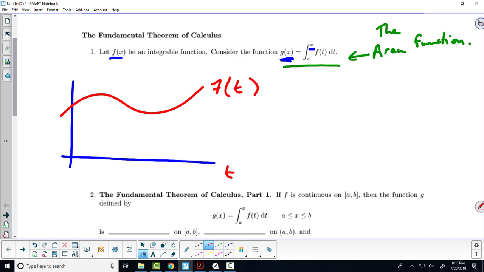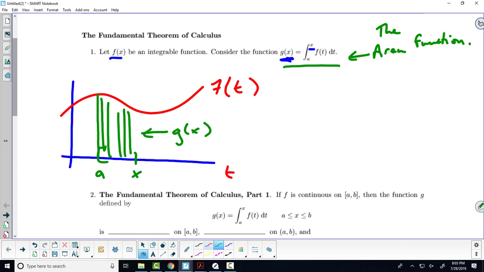So then what do we do? Well, we take our two limits of integration. Here's a for our lower limit. What is our upper limit of integration? It is the variable. So this has a variable upper limit of integration. So here would be x. And so then what would g of x be? G of x is this number. G of x is what you get when you compute the area underneath the curve. So do you see why I'm calling it the area function?